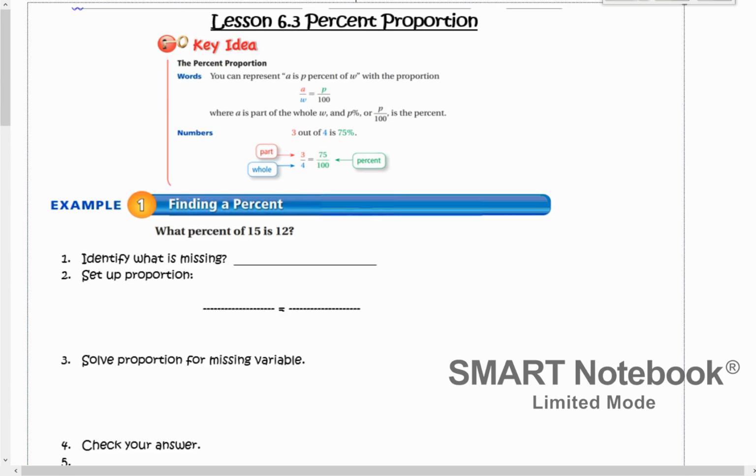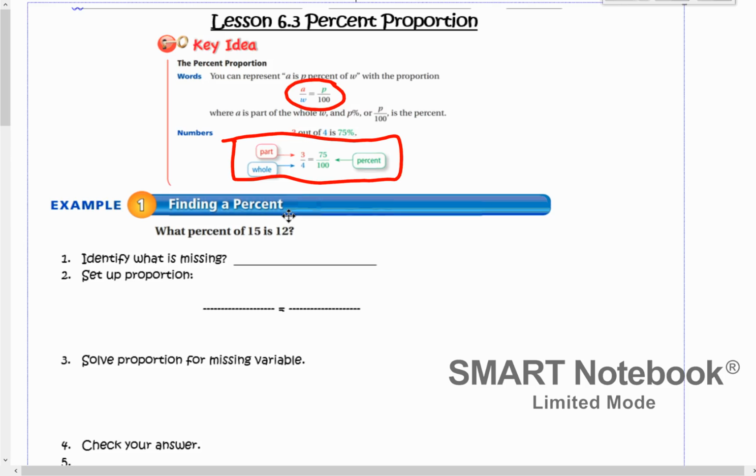Today you're going to learn lesson 6.3, the percent proportion. Okay, now this is what that proportion is going to look like right here. A over W equals P over 100. Now that probably makes no sense to you. But if we look at this proportion right down here, it kind of labels it out. So it's the part over the whole is equal to the percent.